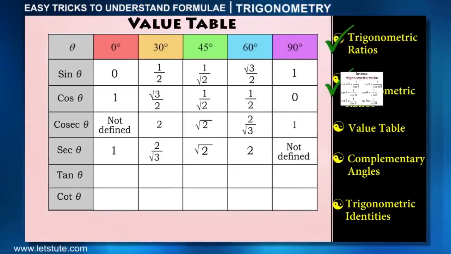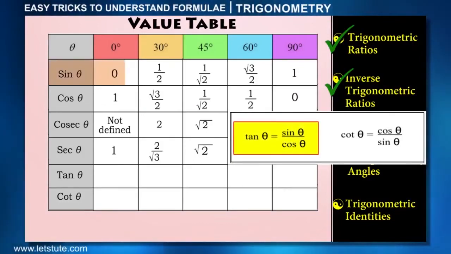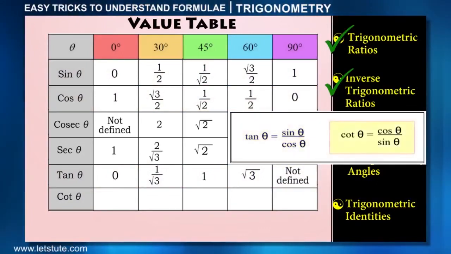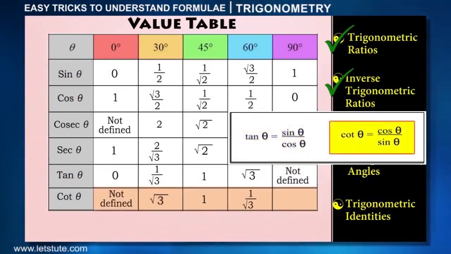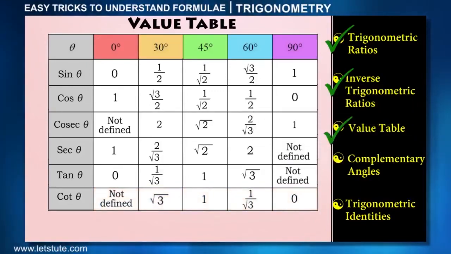Now only tan and cot are left, and we also know that the ratio of sine and cos is tan. So we divide the value of sine by the value of cos to get the values for tan. Tan and cot are inverse trigonometric ratios, so once again by flipping the tan ratio we get the values for cot. And you can see the value table is completed. I hope this was easy for you.